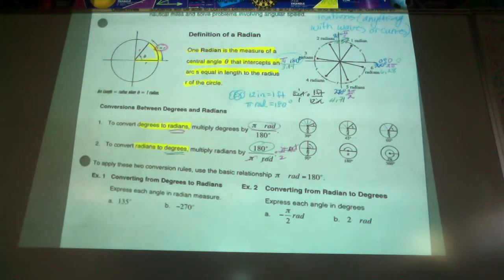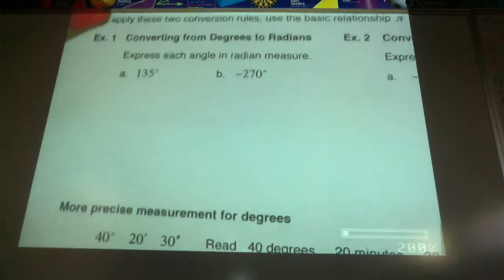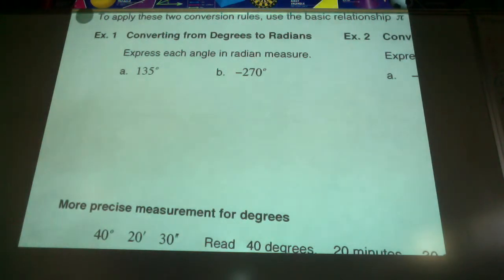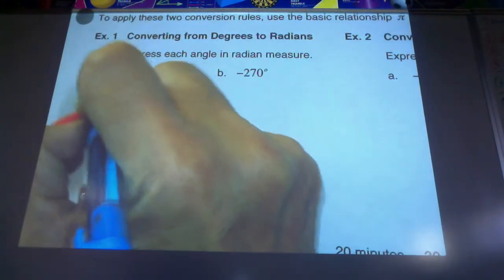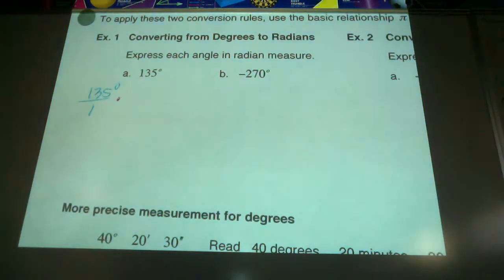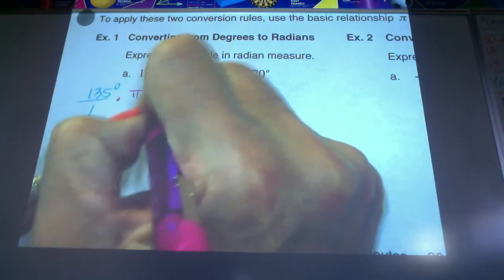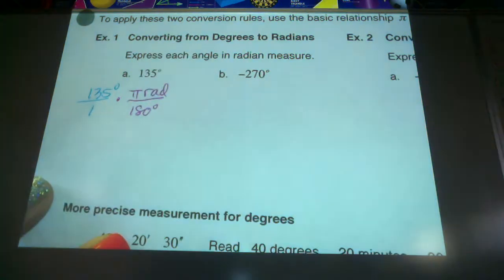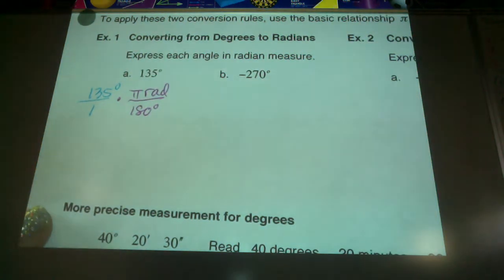So we're going to do the same thing down here in example 1. We're going to convert. We don't need a calculator to do the conversion. I'm going to start with my 135 degrees and put it over 1. And I have to decide, do I want pi rad over 180, or do I want 180 over pi rad? Since I'm converting from degrees to radians, what do I want up top? Pi rad, because I want my radians. So I'm going to put pi rad up top, my 180 degrees in the bottom. Now I know your degrees looks like an exponent, but it's really a unit of measure. Technically your degrees cancel out.